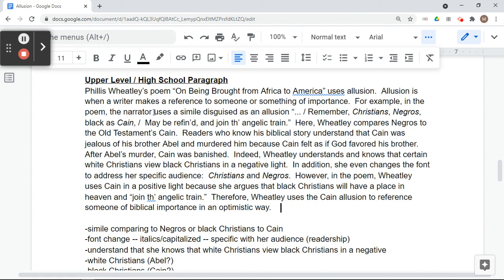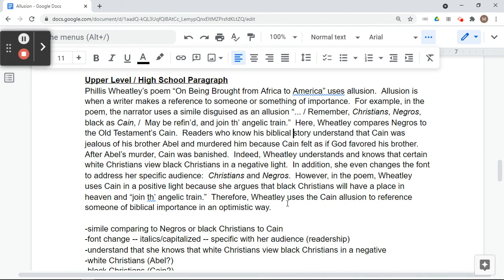Readers who know his biblical story, and maybe we can just take out his story, I'm going to keep it in, his biblical story, understand that Cain was jealous of his brother Abel and murdered him because Cain felt as if God favored his brother. After Abel's murder, Cain was banished. Indeed, Wheatley understands and knows that certain white Christians view black Christians in a negative light. In addition, she even changes the font to address her specific audience, Christians and Negroes.